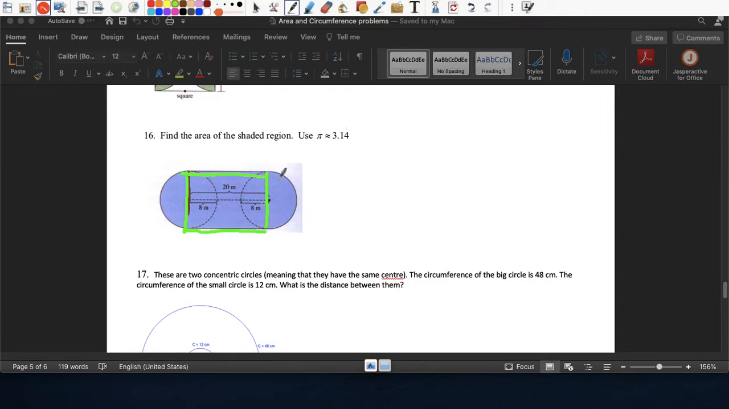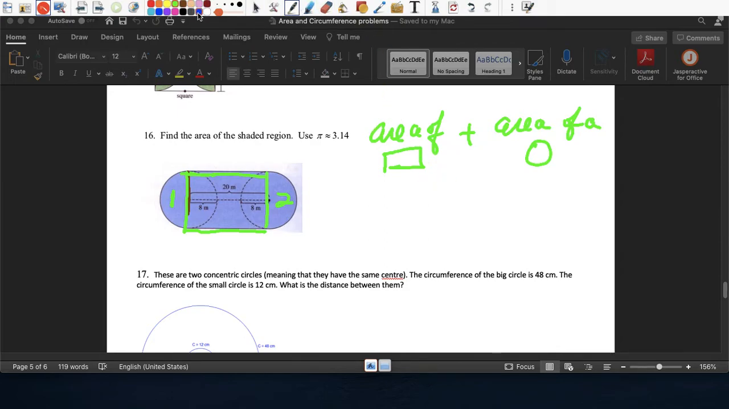So the area of the shaded region is the area of a rectangle plus the area of a circle. I'm going to put 1 over here and 2. Isn't 1 plus 2, a half circle on the left side plus a half circle on the right side, a full circle? So basically this is just the area of a rectangle and the area of a circle.